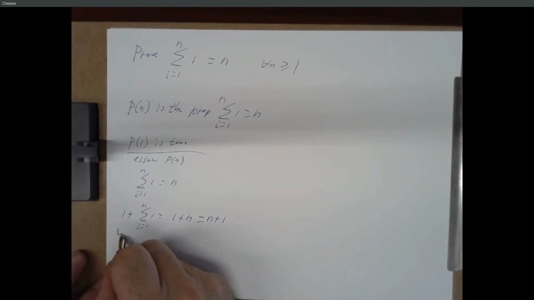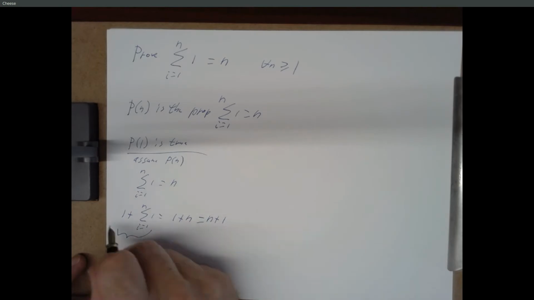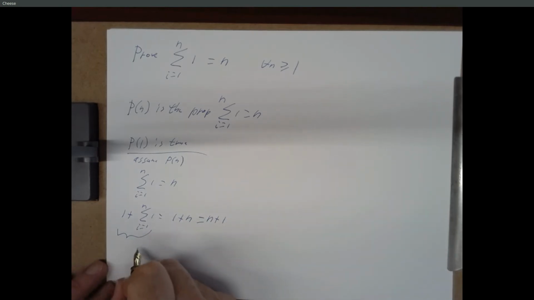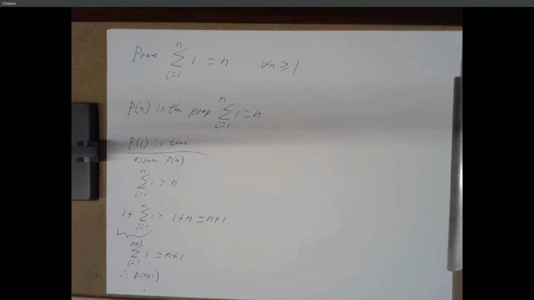Well, when we looked at summations, we said that if you add this thing n times and then you add 1 more, we can simply rewrite this as the sum from i equals 1 to n plus 1 of 1. And that's equal to n plus 1. And that's what P of n plus 1 says. And so P of n implies P of n plus 1, therefore P of n is true for all n bigger than or equal to 1, QED.